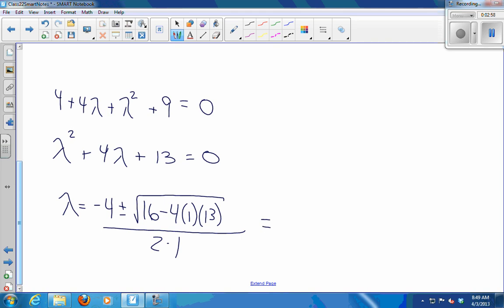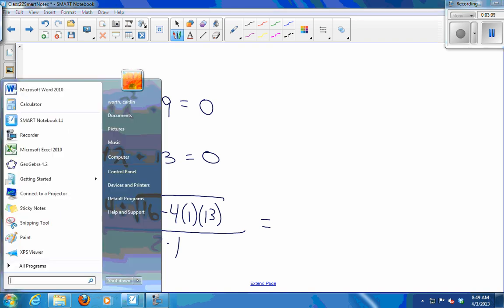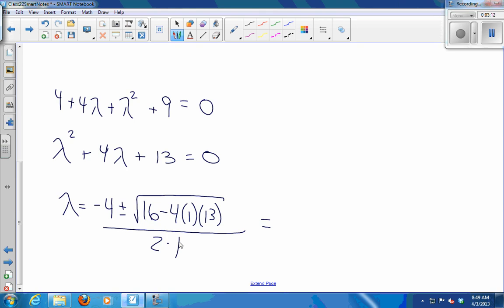All right, so 4 times 13, that's 52. 16 minus 52, negative 36, yeah, that's what I meant. So we have negative 4 plus or minus the square root of negative 36 all over 2. And how do you simplify the square root of negative 36? 6i, yeah. You guys remember that? Okay, good. So we don't have to do a review of all complex numbers.